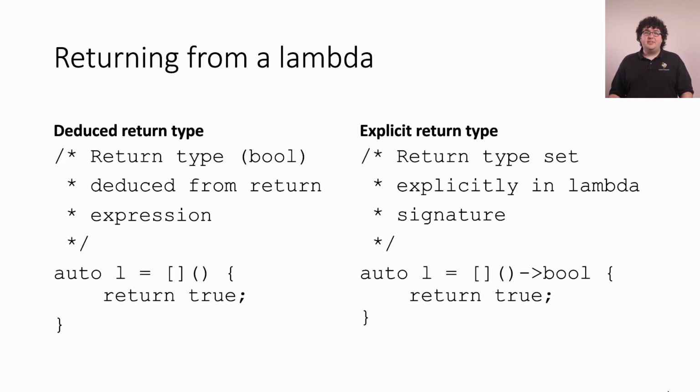Like any other function, lambdas can return values. By default, the lambda's return type will be deduced from the return expression in the body. If you want to explicitly specify the return value of the lambda, you can do so by adding an arrow with the return type after the parameter list.